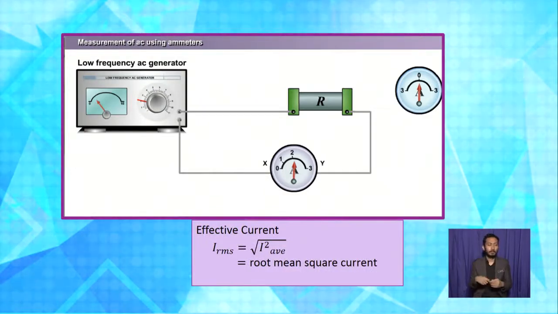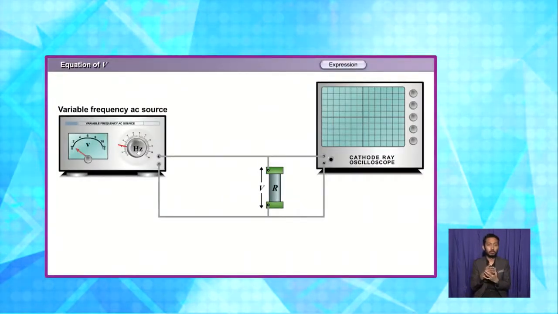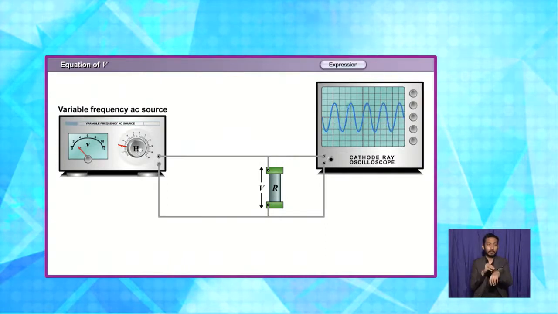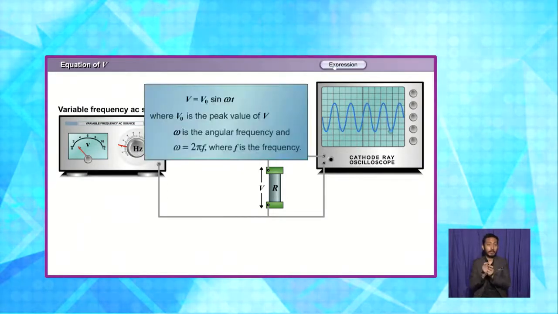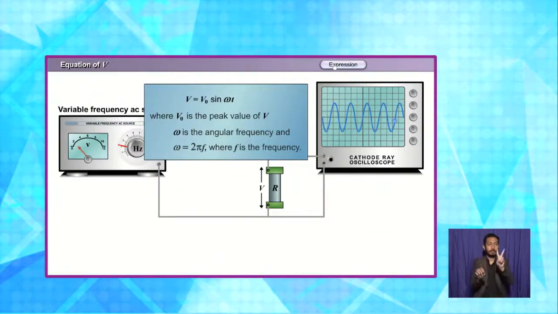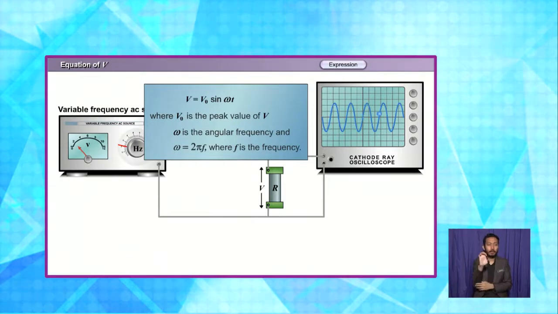The voltage across the resistor varies sinusoidally with time. A sinusoidal potential difference can be represented by V equals V naught sine omega t. This will form an AC wave, where V naught is the peak voltage and omega is equal to 2 pi f.